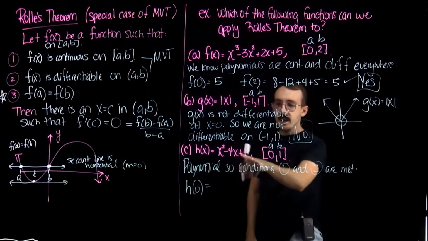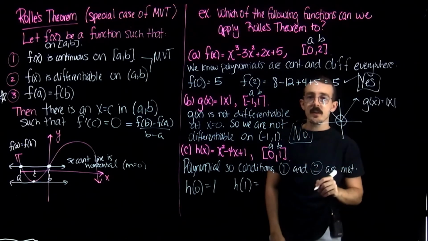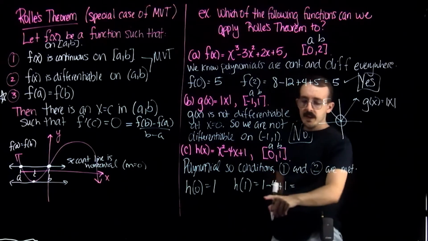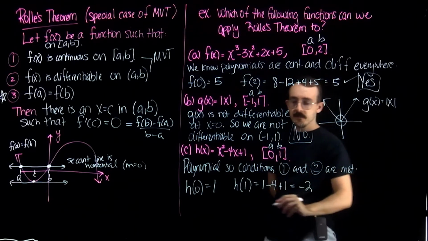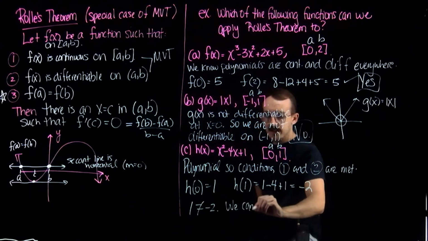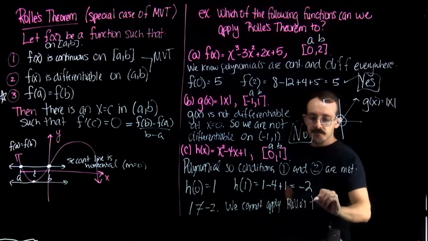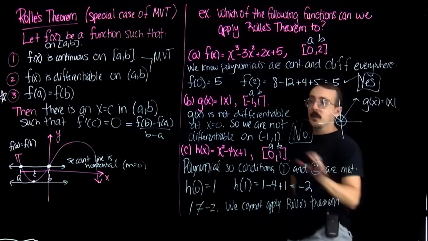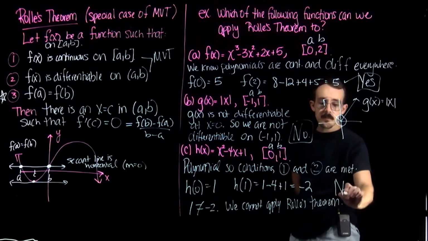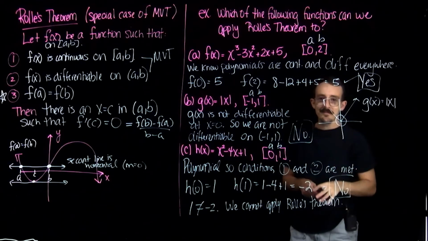Plug in 0 for this function, you get 1. And then we're going to plug in 1. That's my other endpoint. If I plug in 1, I get 1 minus 4 plus 1. That's 2 minus 4, which is negative 2. So 1 does not equal negative 2. We cannot apply Rolle's theorem. Remember, you just need one of those conditions to fail. And this time it was the third one that failed. So the answer is no. You could not apply Rolle's theorem to this function on this given interval.